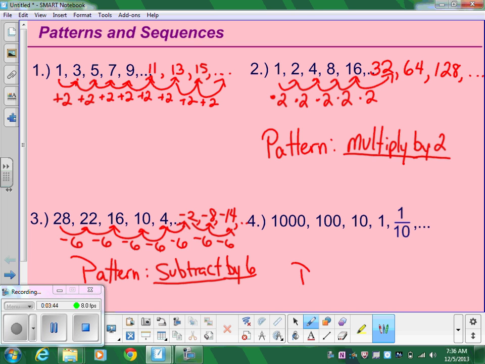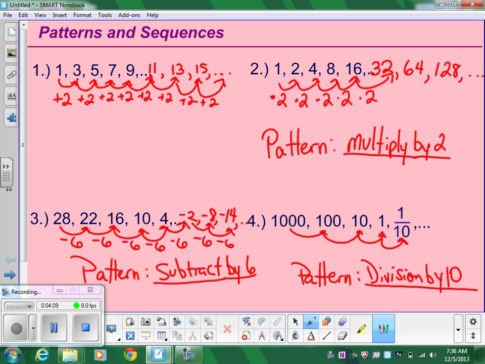What pattern do you observe in number 4? As you continue along here, you're going to see that there is a division by 10 each time. So the next term in here would be 1 over 100, followed by 1 over 1,000, and so on and so on.